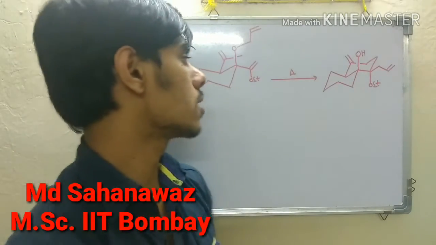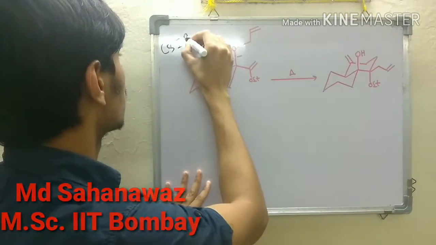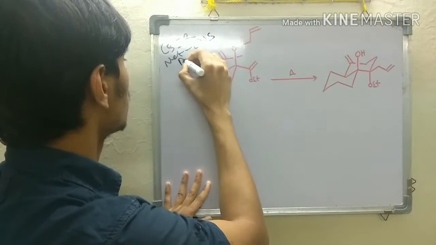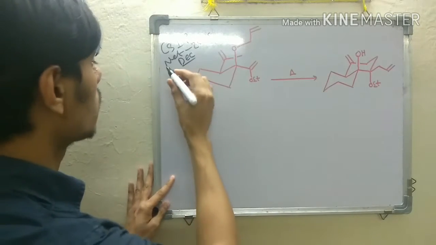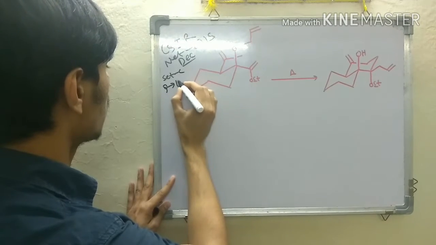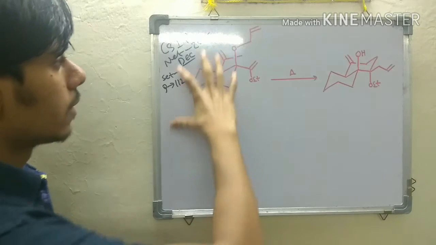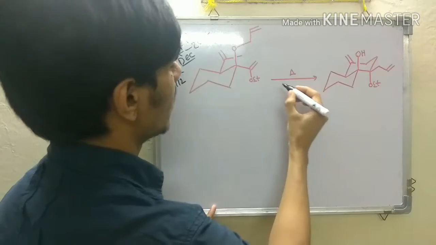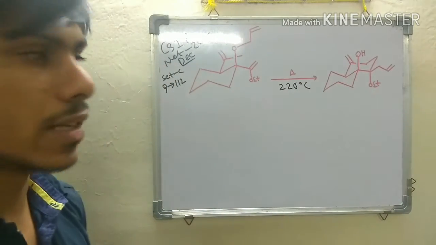Today I'm going to discuss this problem which came in CSIR NET 2015 December. This question is taken from set C, question number 112. You are given this compound which is converting to this compound on application of heat. The temperature was given around 220 degrees centigrade. So basically it is heating.